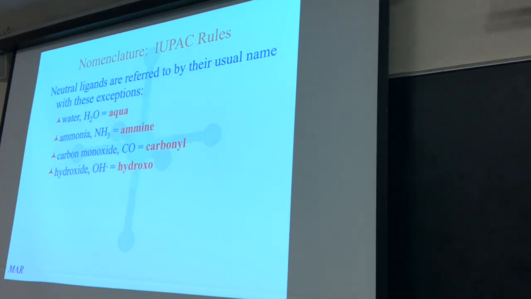Aqua has always been the name for water when it's a ligand. And I don't know where these names started from, but just be aware that that's what you see. Another weird one, ammonia is called amine. And notice the double M.